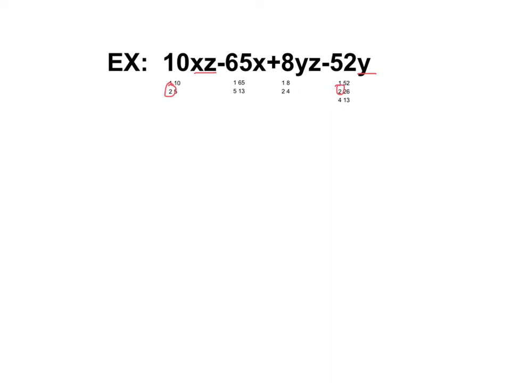both numbers and variables. So once again, looking at 10, I can see that it has 5 as a factor, as does 65, and I also notice that they both share x as a common factor. If I look at 8 and 52, I notice that they both share 4, as well as the value for y. So I'm going to go ahead and break up my problem just as it's written into 10xz minus 65x and 8yz minus 52y. And I'll factor out of each of those.